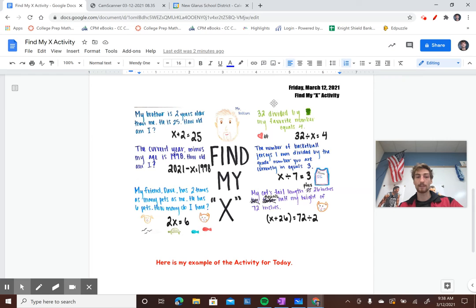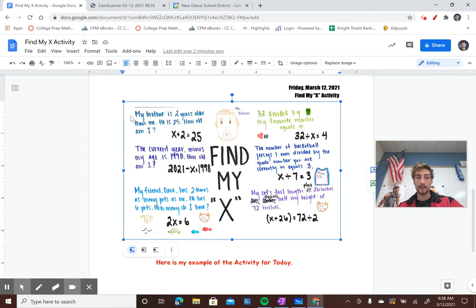And then here's my example. So taking a look at my example, I have my brother is 2 years older than me. He's 25. How old am I? All right. I also have some about my favorite number. So 32 divided by my favorite number equals 4. All right. And you could write this as 32 divided by X or 32 over X equals 4. All right. And then I've got questions about my pet's tail length, my basketball jerseys, and just had a lot of fun with it, and I hope you have some fun with it too.